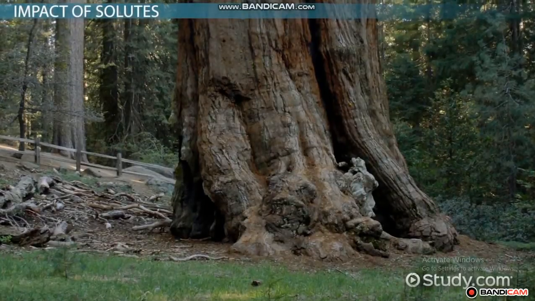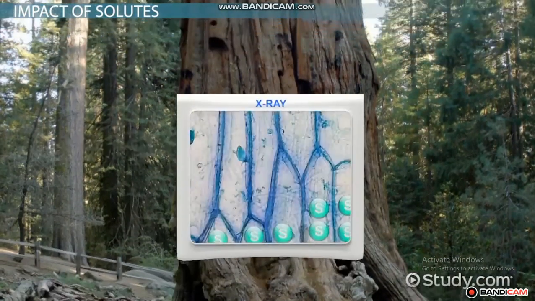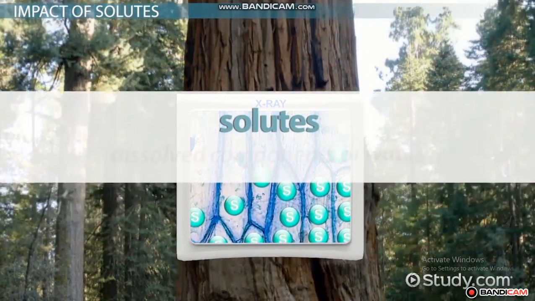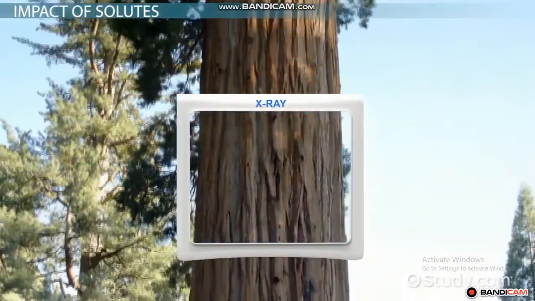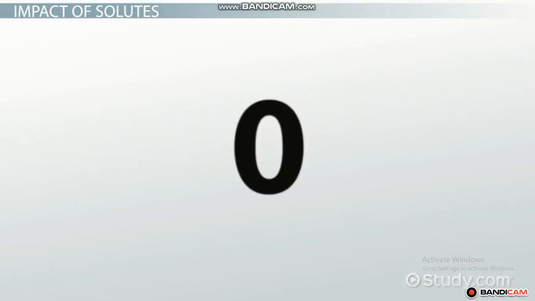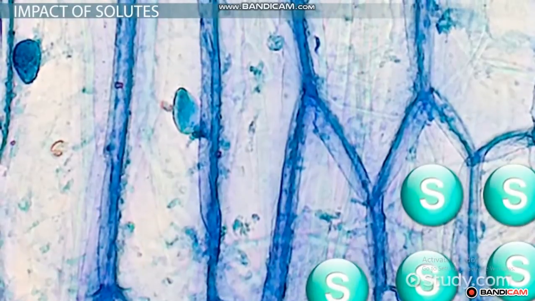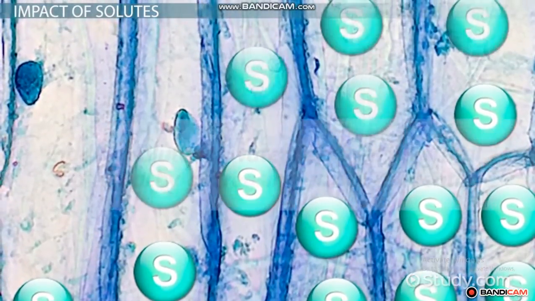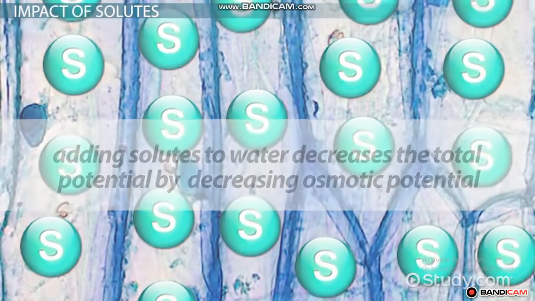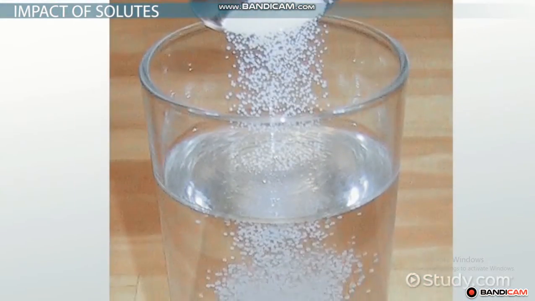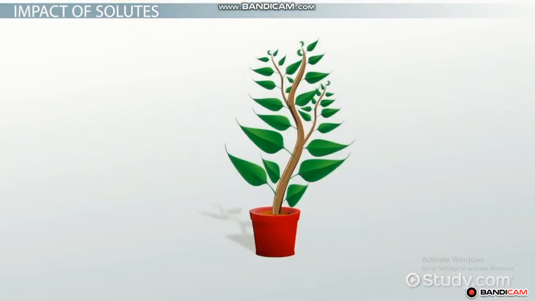Now, when calculating water potential, two factors have the most dramatic impact. First is solutes, the dissolved components of water. Pure water has no solutes, so the osmotic potential is zero, with no negative effect on total water potential. However, the more solutes you add, the more this changes. Adding solutes to water decreases the total potential by decreasing osmotic potential. It doesn't matter what kind of solute it is, this is always true. But this isn't always bad.